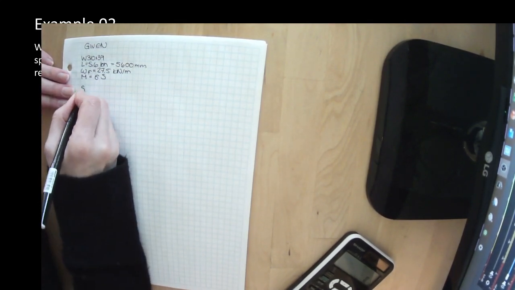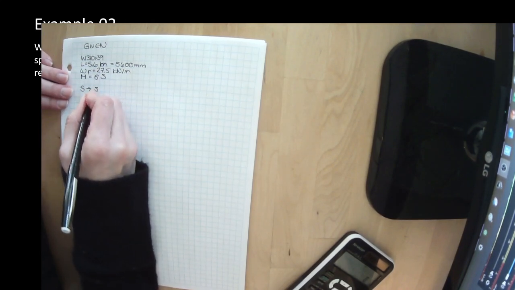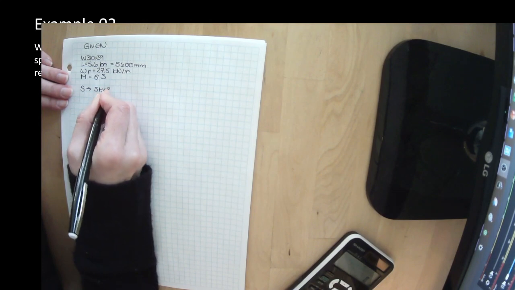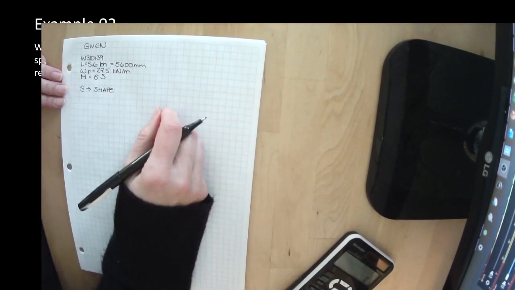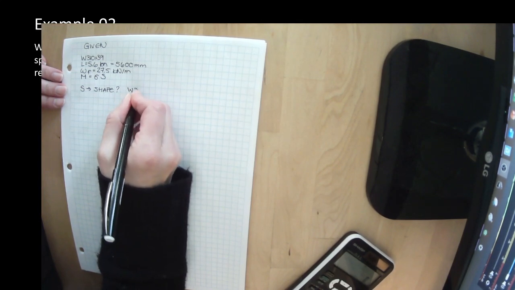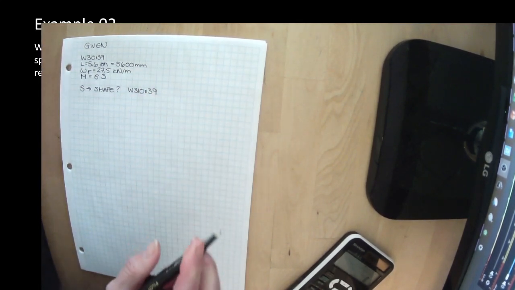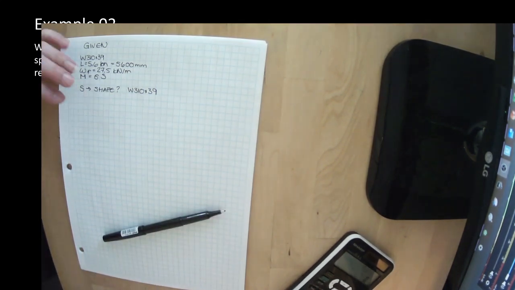Well, S, we know, is dependent on shape. Do we know what our shape is? We know that we have a W310 by 39 beam. So maybe we could go look that up.